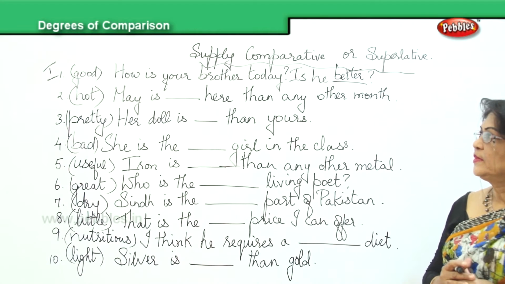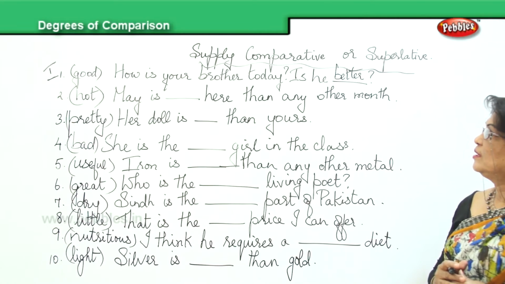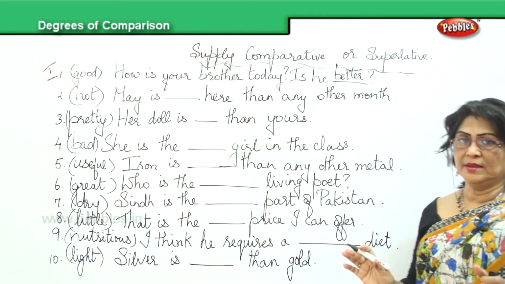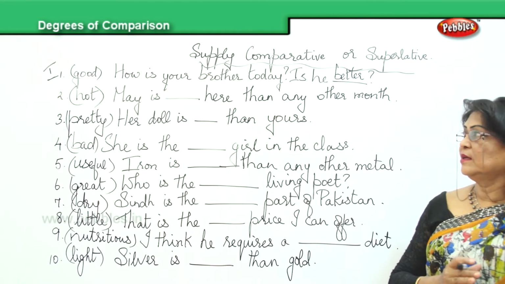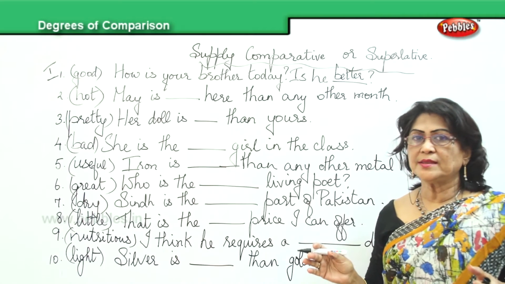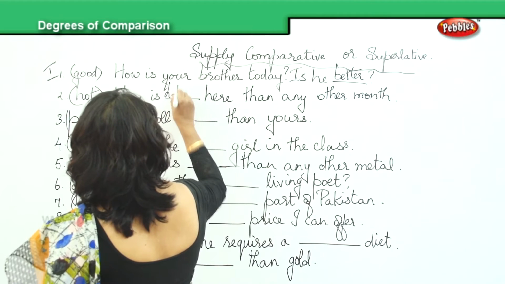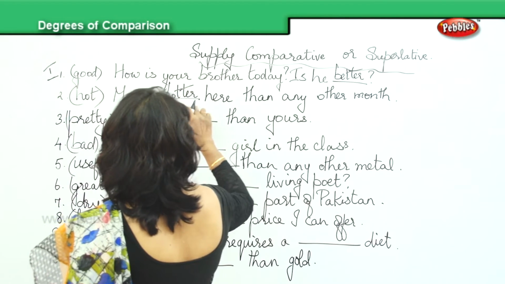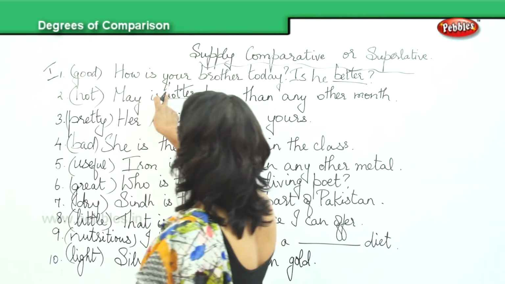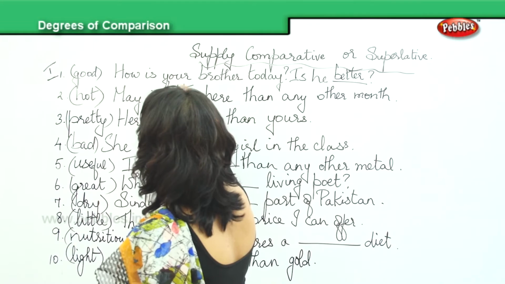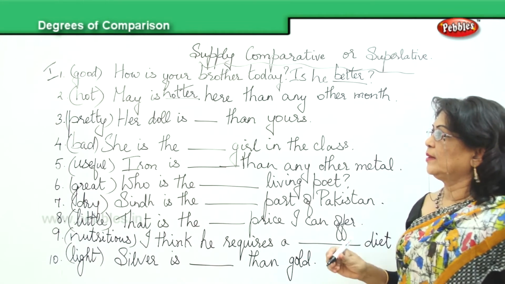Next one. Hot. May is dash here than any other month. When you compare two things, that is any other month, May is hotter. So you're using the comparative degree for both. Hotter. I'll write this H properly. Hotter. Okay. Next one.